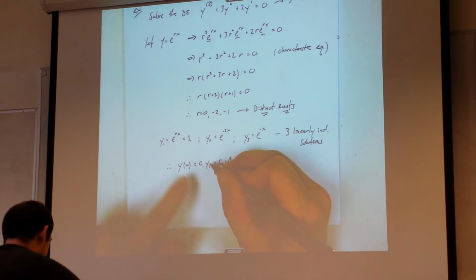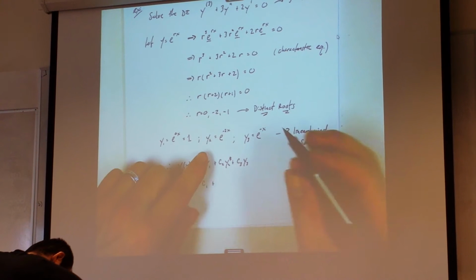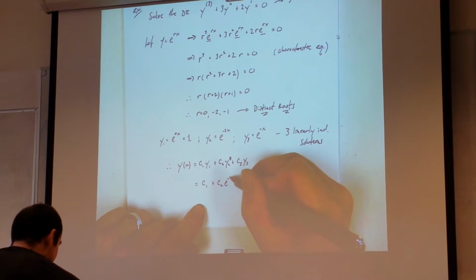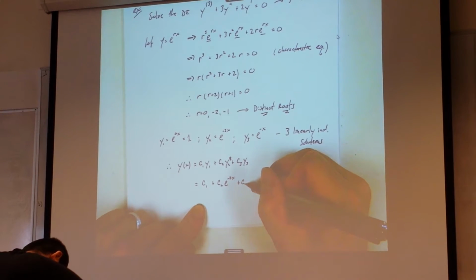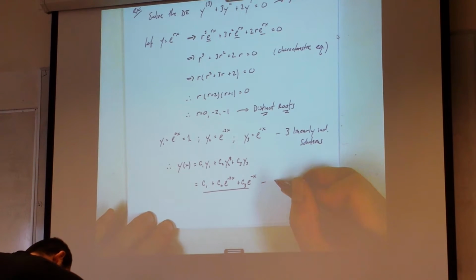So y1 is just 1. I get c1 plus c2 times y2, and that's e to the negative 2x, plus c3 times e to the negative x. And this would be the general solution.